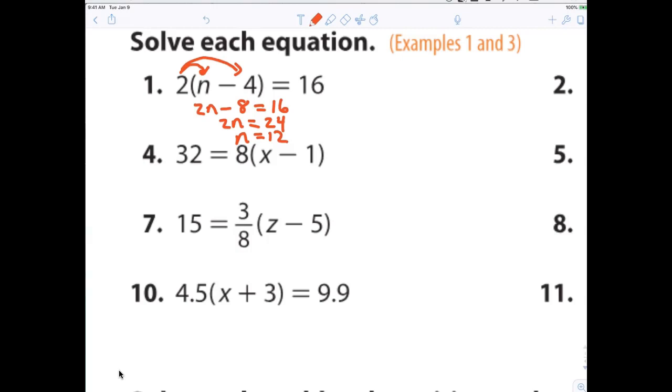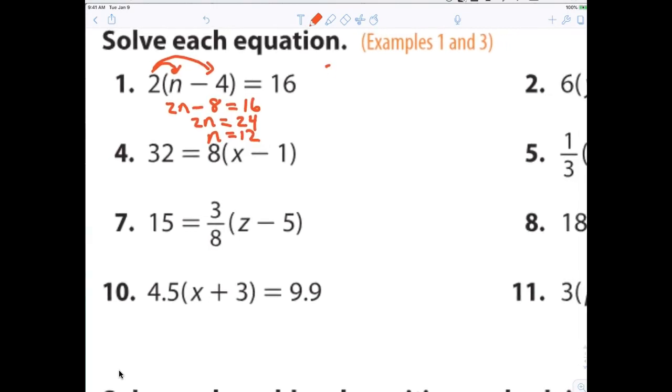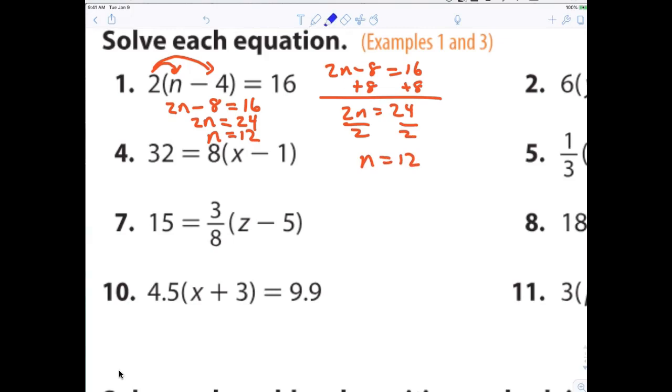Now, notice last week what I made you do. If it was 2n minus 8 equals 16, I would make you put plus 8 plus 8. Then you would say 2n is equal to 24. Then divide by 2, n equals 12. I'm trying to explain that I'm expecting you to understand that step. I'm expecting you to be able to tell me what 16 plus 8 is. So is it really necessary now for you to put down plus 8 plus 8 anymore?